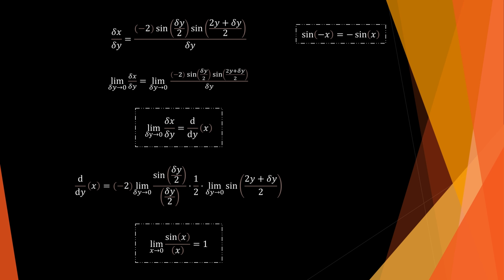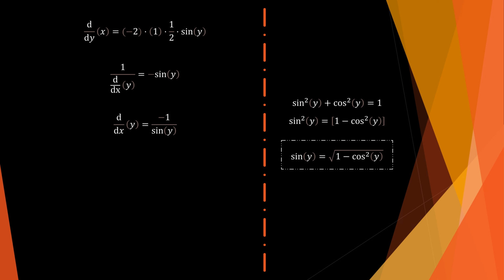We balance our fraction by inserting a 2.5 into the expression. Evaluating our limits, the special sine limit reduces to 1, and the remaining sine term simply becomes sine of y. The factors of 2 cancel out, giving us d over dy of x equals negative sine of y. Since our ultimate goal is to find d over dx of y, we take the reciprocal of both sides, resulting in d over dx of y equals negative 1 over sine of y.